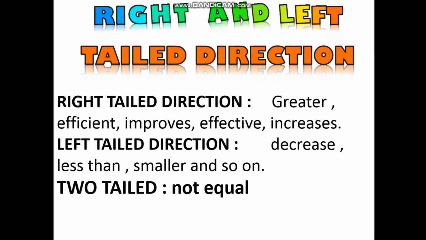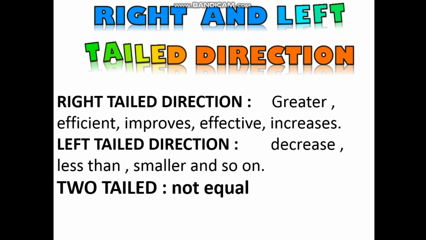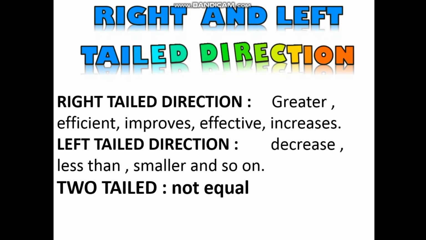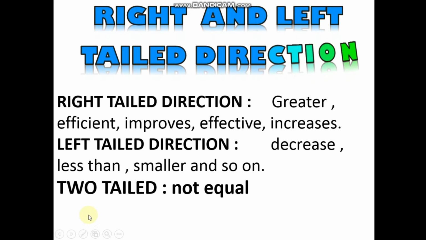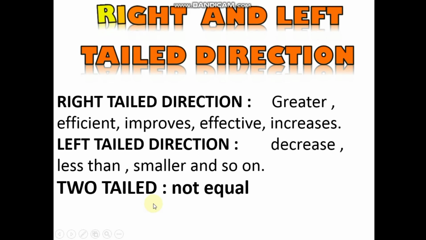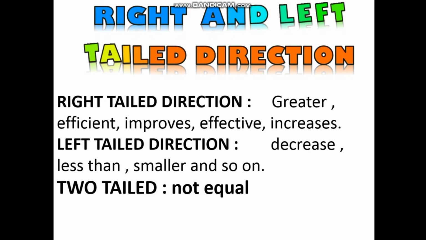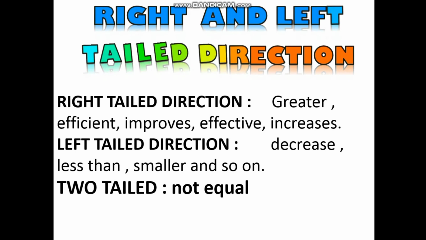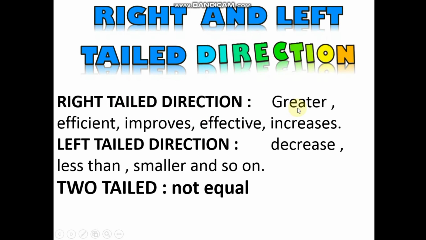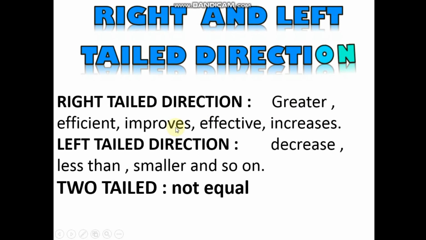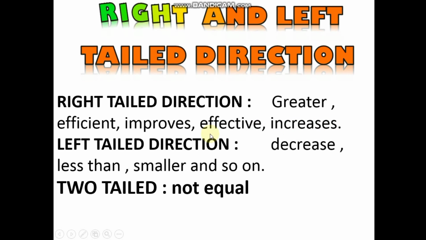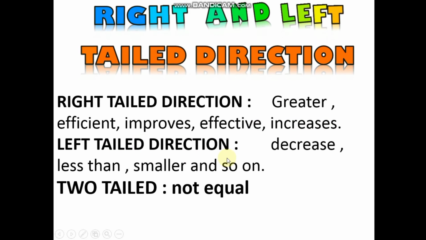Ang ginamit mo sa pagbuo ng alternative hypothesis. If the null hypothesis uses equal to, for example, the mean grade is equal to 85, at ang ginamit mo dun sa alternative is the mean grade is not equal, then your test is two-tailed test. Two-tailed test, ibig sabihin, there will be two rejection regions.